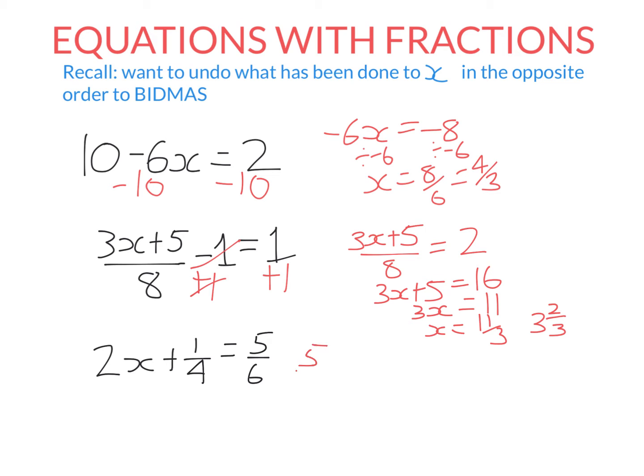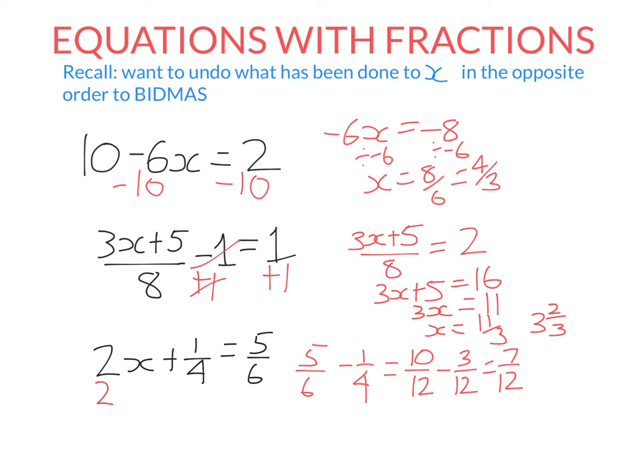So 5/6 minus a quarter. Remember, the two fractions have to have the same denominator. So 5/6 is 10 over 12. 1/4 is 3 over 12. So 5/6 minus a quarter is actually 7 over 12.